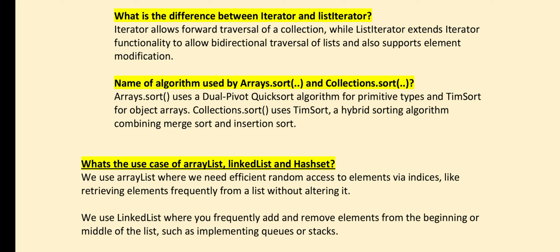Name the algorithm used by the Arrays.sort and Collections.sort methods. Arrays.sort uses a dual pivot quicksort algorithm for primitive types and Timsort for object arrays. Collections.sort uses Timsort, a hybrid sorting algorithm combining merge sort and insertion sort.